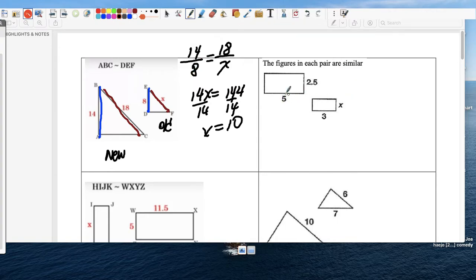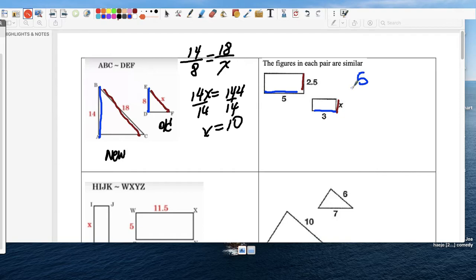This one, well, again in blue, I'm going to match the corresponding side. This side matches with this side, and this side corresponds to this side. And again, we're going to set up a proportion. I'm going to set up a proportion for all these.